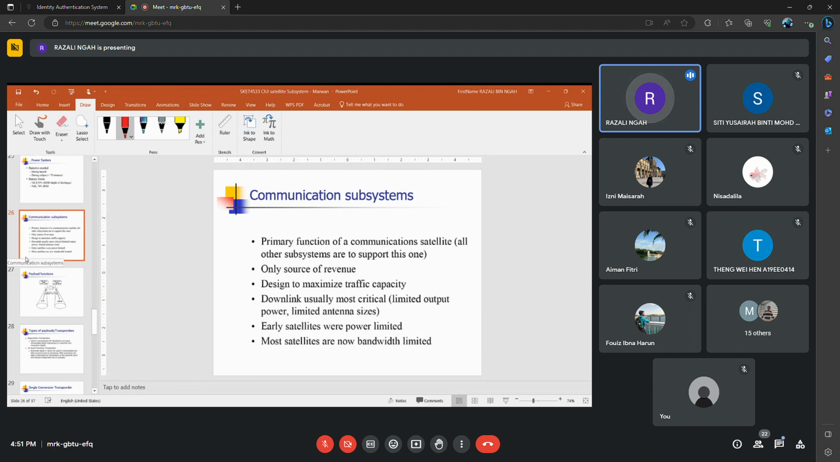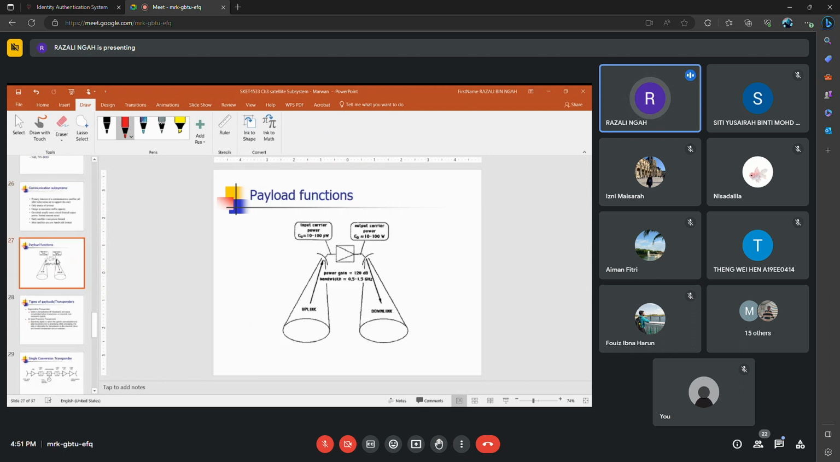So for the communication subsystem, we require an antenna and a transponder. This slide shows the received signal from the uplink is about 10 to 100 picowatt. So we need to re-amplify so that the output signal should be 10 to 100 watt.